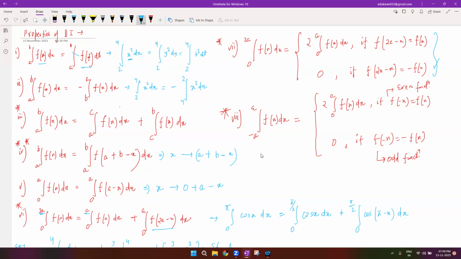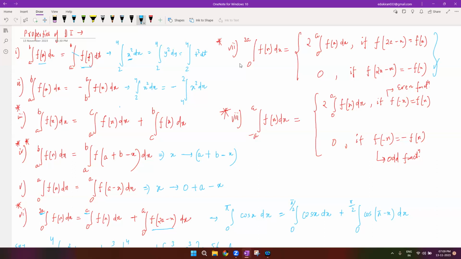Now let's understand what the property says. So if I'm integrating some function from minus a to a, then this can be directly integrated if my function follows any of the criteria. So if my function is even, then this can be written as twice of integral 0 to a fx dx. And if my function is odd, then the answer is 0. Now let's understand what are even function and odd function.